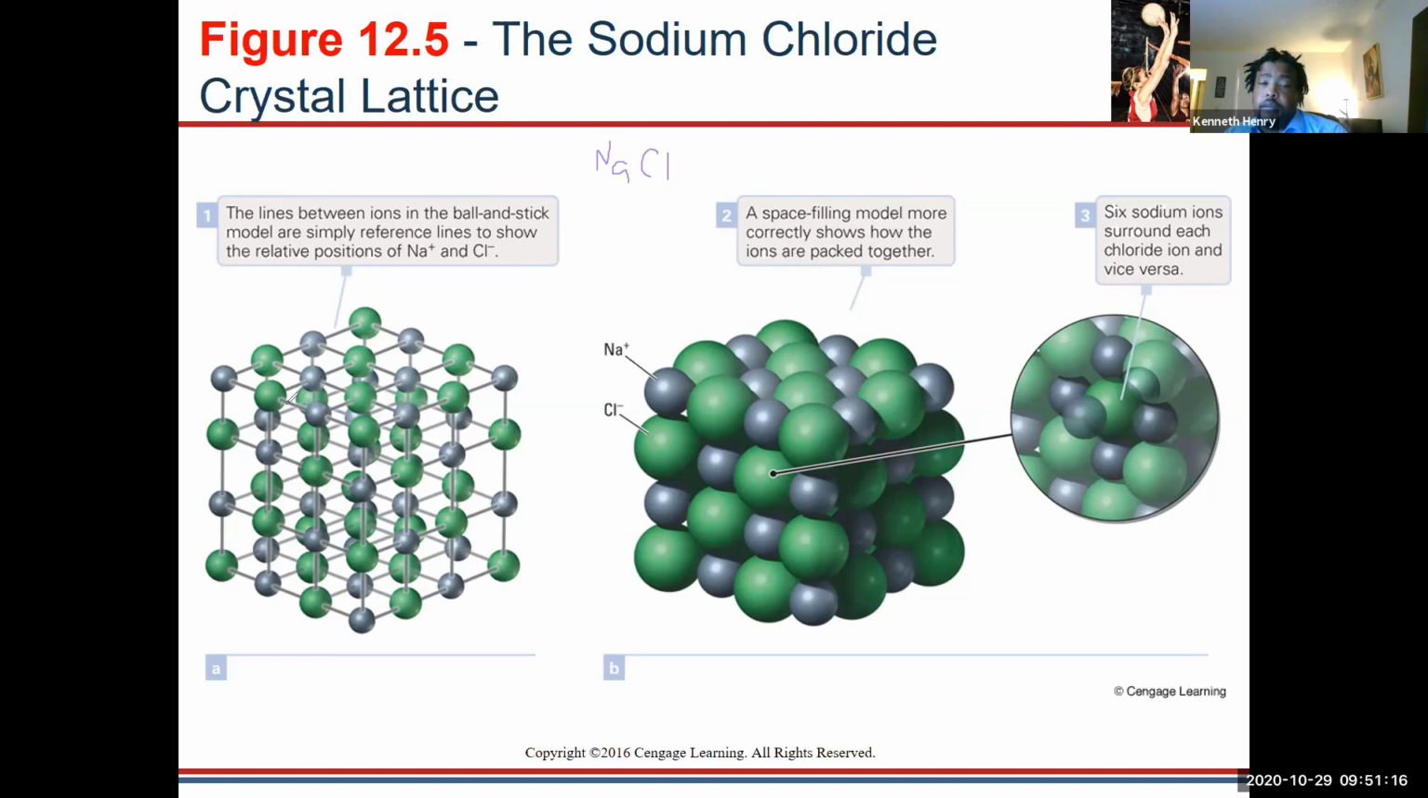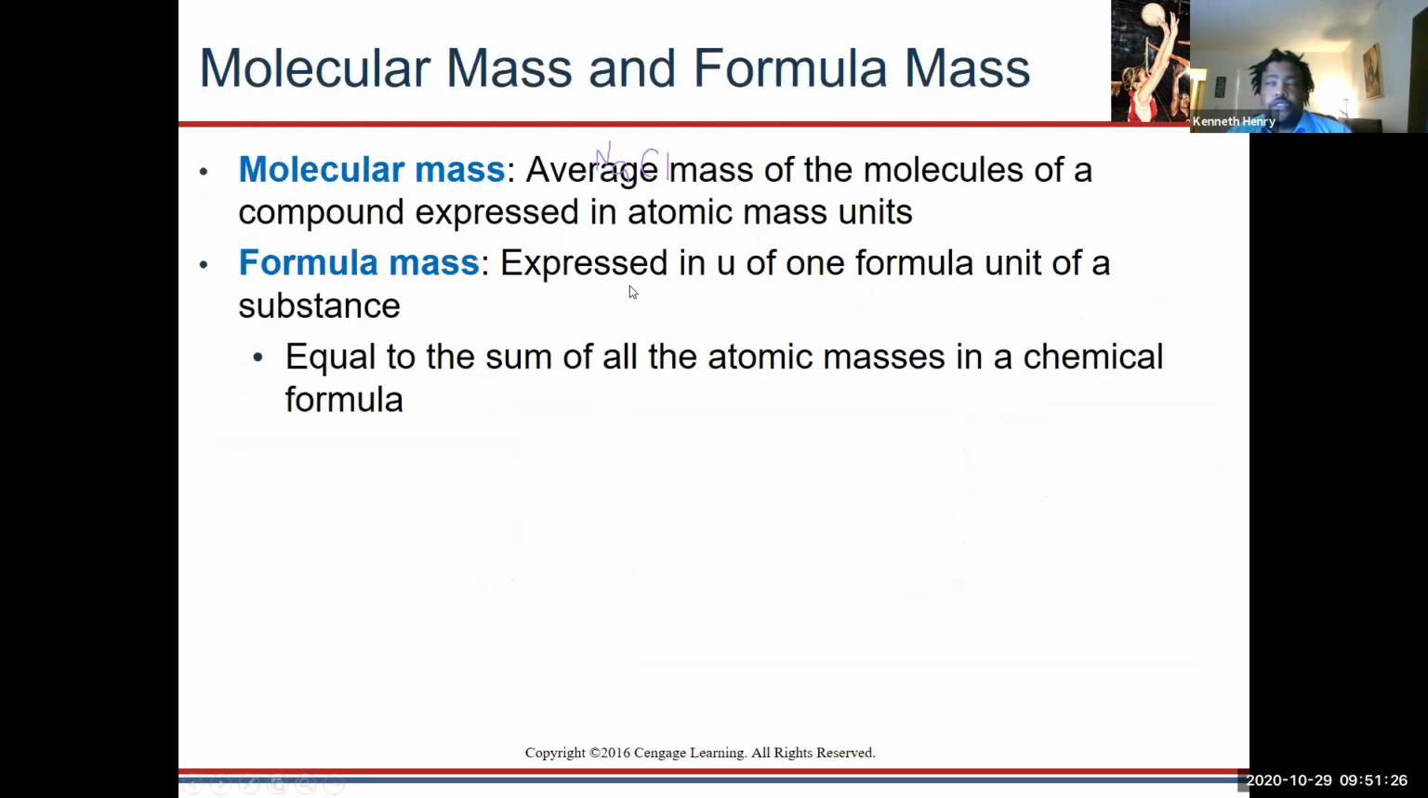Okay, so formula mass pertains to ionic compounds, where molecular mass pertains to a molecule or a covalently bonded molecule. For instance, if we're talking about carbon dioxide, CO2.